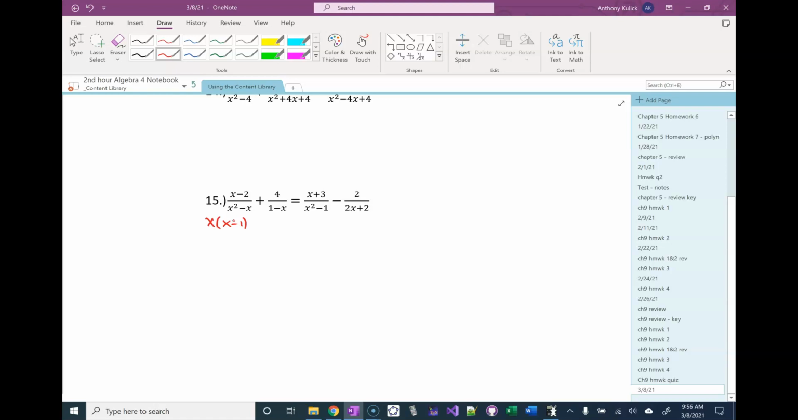x squared minus 1 is a difference of two squares, x plus 1, x minus 1. And then we have 2 times x plus 1 as my last denominator. Is everybody okay to hear? So if I look at my unique prime factors, I have a negative 1, I have a 2, I have a regular x, I have an x plus 1, and an x minus 1.